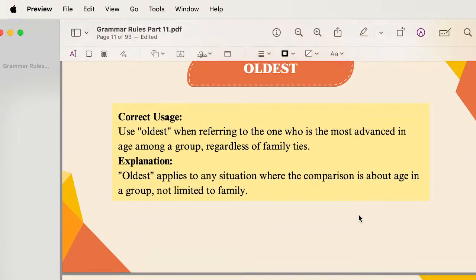Now, oldest. Where do you use oldest? Oldest is used when referring to one who is most advanced in age among a group, regardless of family ties. Oldest applies to any situation where the comparison is about age in a group, not limited to family. So it could be any group, not a familial group, but any group. There you use oldest, right? Read it carefully.